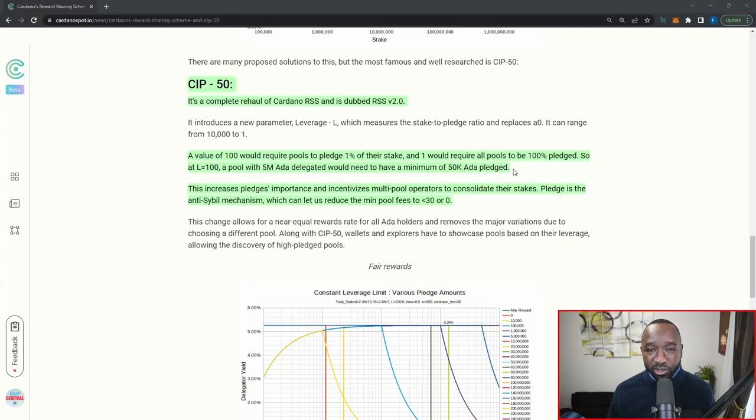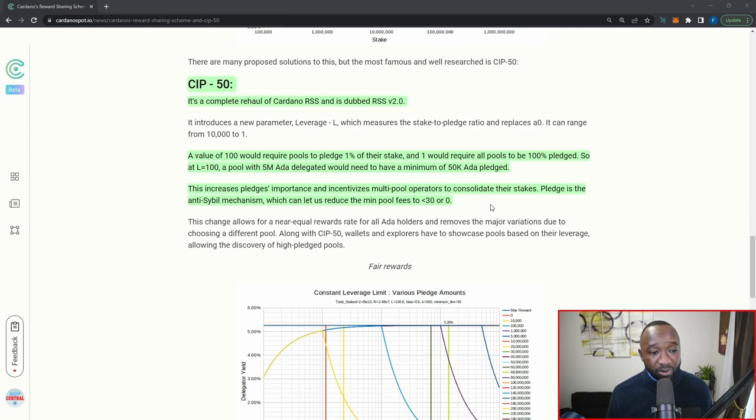So now taking a look at an example, if we have a stake pool with an L value equal to 100, that pool with 500 million ADA delegated to it would have to have a minimum of 50K ADA pledged. Now this increases the pledge importance, and it also incentivizes multi-pool operators to consolidate their pools.